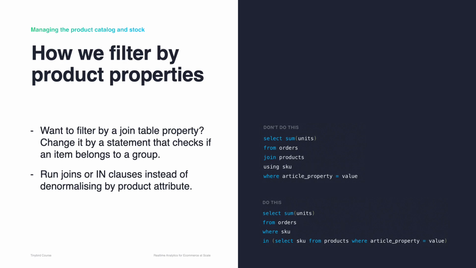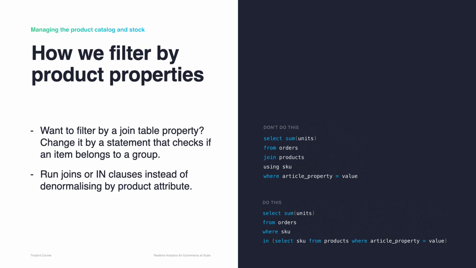Another problem is filtering by product properties. Again, joins are expensive, so instead of a simple conditional join, as shown under the heading "Don't do this," we do an in operation, which is much faster than a join because you can use hash tables and other optimization techniques. Here is a general rule. Every single time you need to filter by just a join table property, change it to a statement that checks if an item belongs to a group.